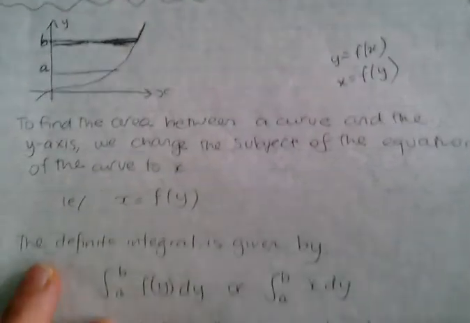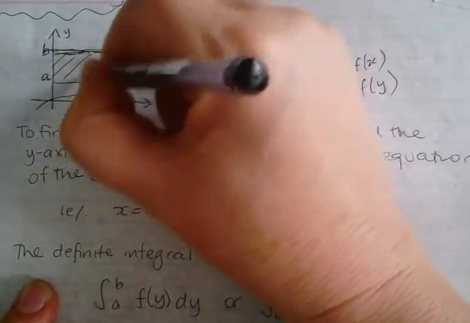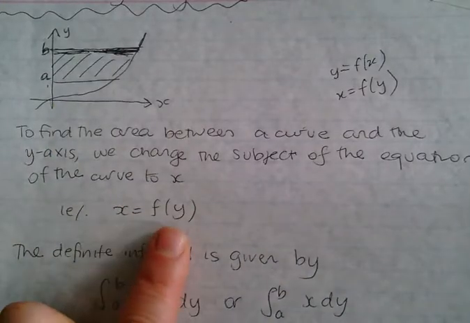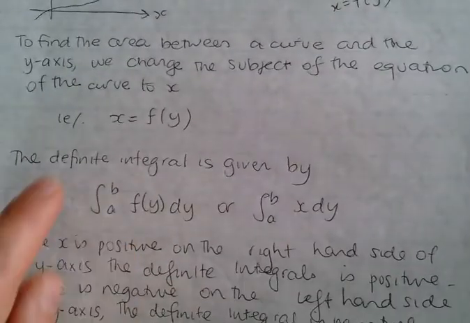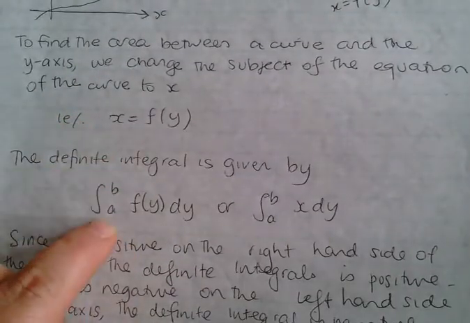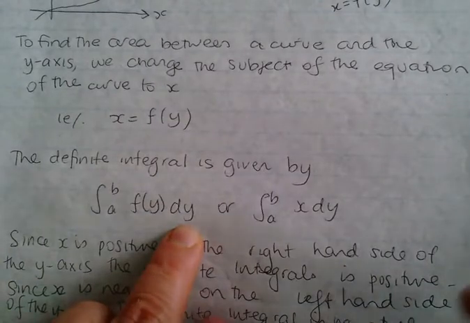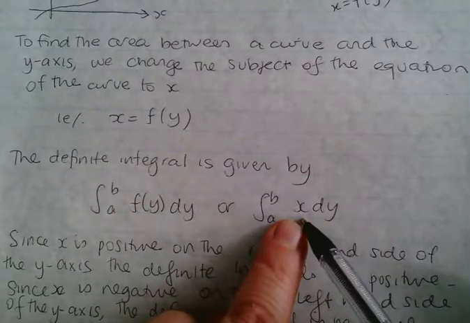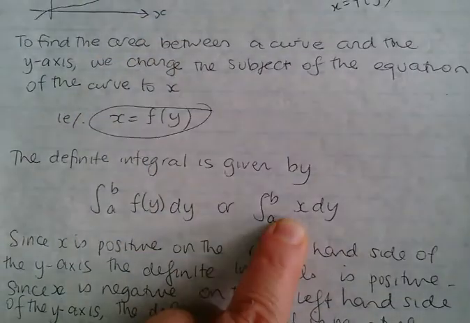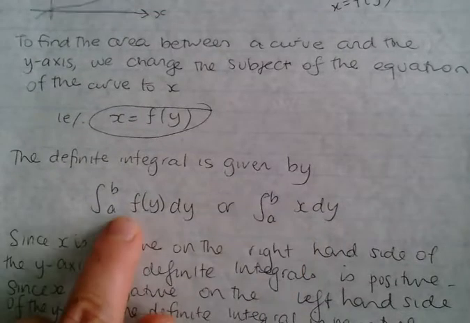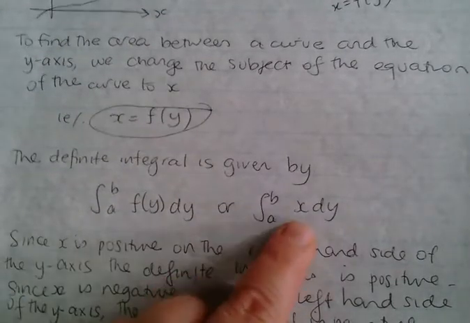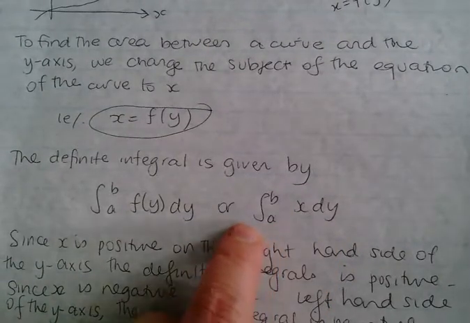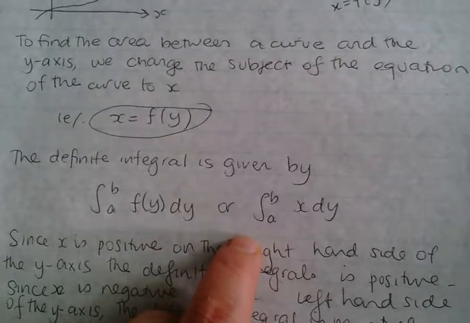Okay? So therefore, the definite integral between the y values of b and a, when the function is in terms of y, is the integral between b and a of the function of y dy. Or I've written, or the integral between b and a of x dy. Why did I write x? Because x is a function of y. But learn it this way. So it means the other formula is the integral between b and a of y dx. But just learn it as function of y dy or function of x dx.